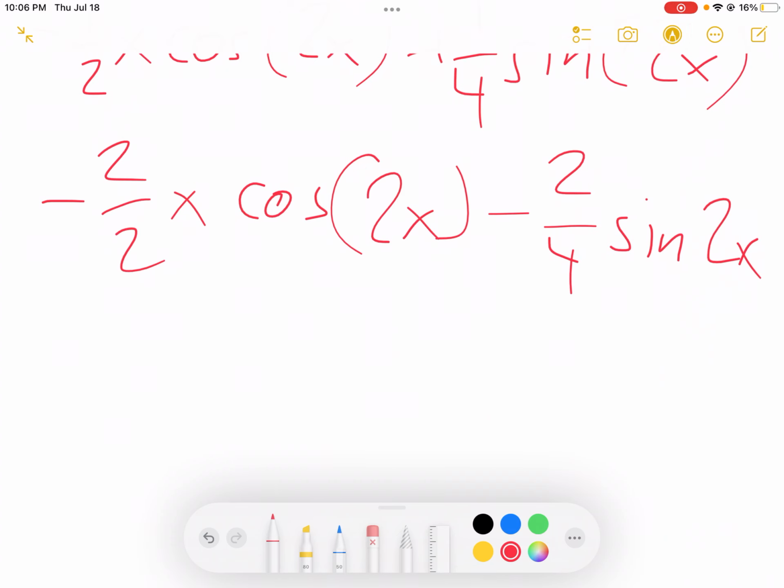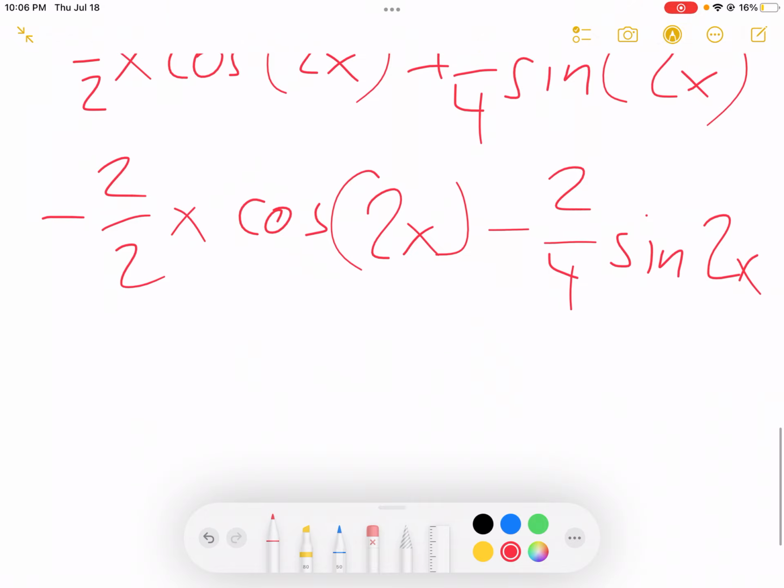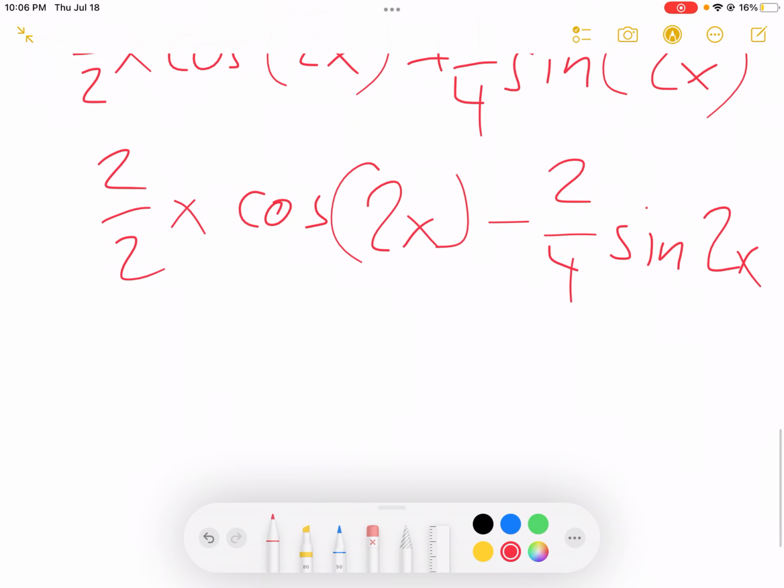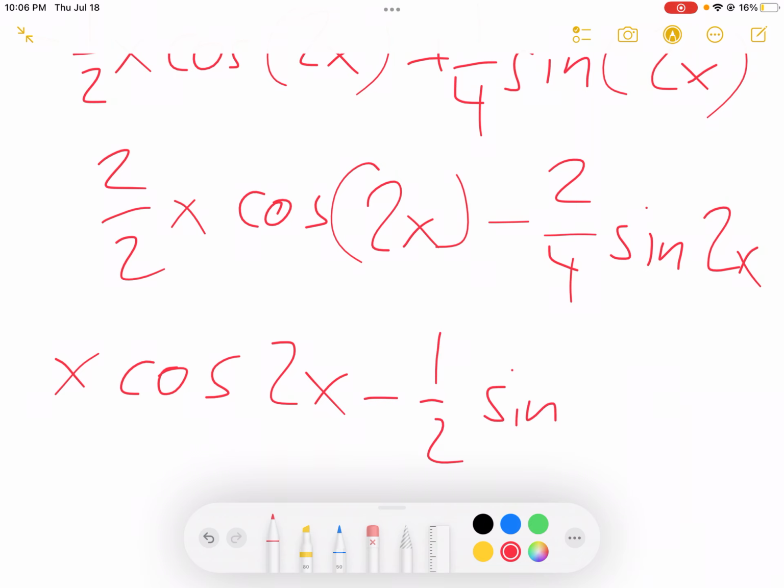And this becomes, this actually is going to be plus here, so it's going to be positive here. So 2 over 2 times x cosine 2x is going to be x cosine of 2x minus 1/2 sine 2x plus c. Don't forget your plus c.